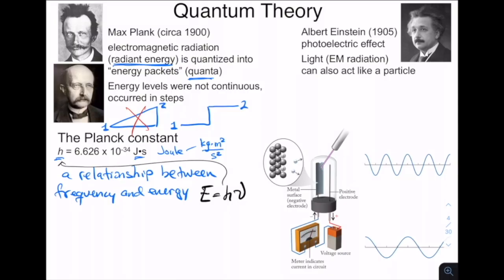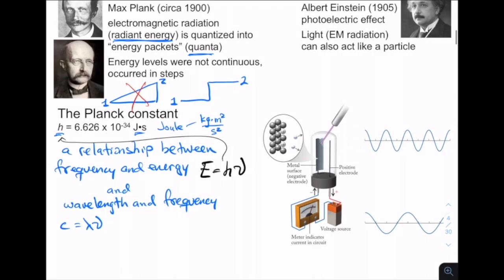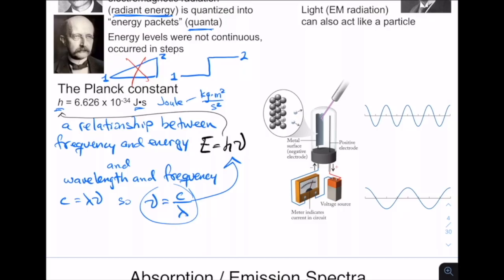Now we also know from earlier that there is a relationship between wavelength and frequency. I showed you that one on the slide above. So wavelength times frequency is always going to be equal to the speed of light for electromagnetic radiation that's traveling in a vacuum. So we can take these two equations and rearrange things a little bit. So ν is equal to the speed of light divided by the wavelength. And then I can take this and substitute it into here, and I get a very useful equation. The energy is equal to Planck's constant multiplied by the speed of light divided by the wavelength.